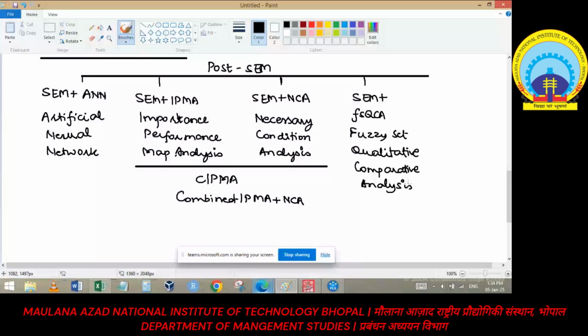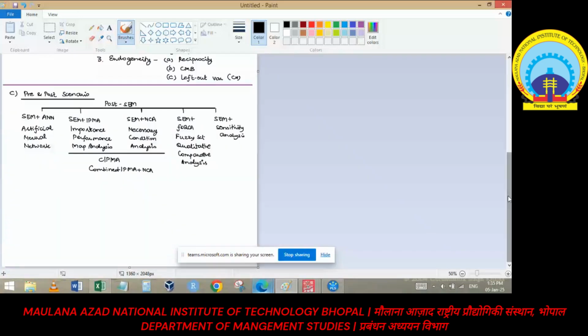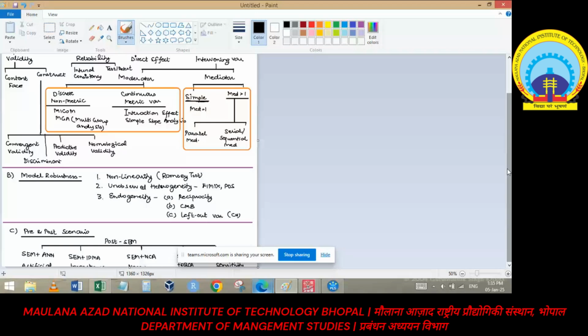And lastly, SAM plus sensitivity analysis. So this is the complete domain of SAM. Generally, when scholars study about the SAM, they study about all these things.